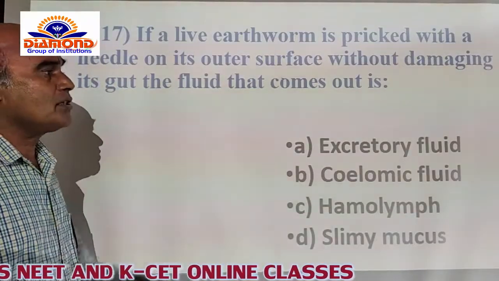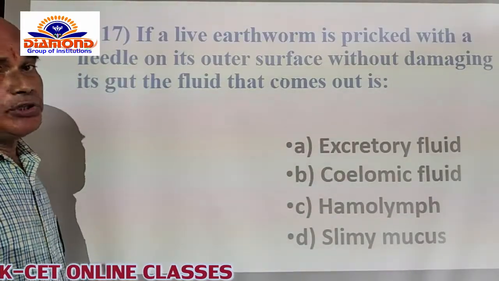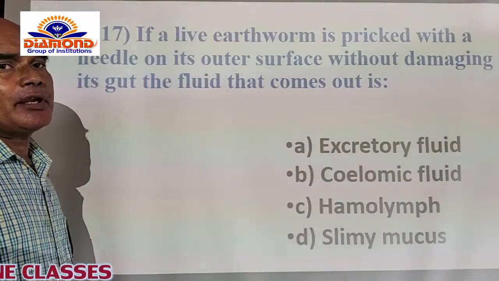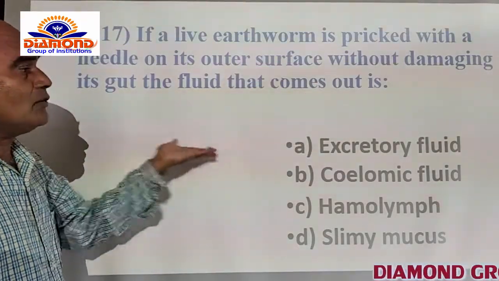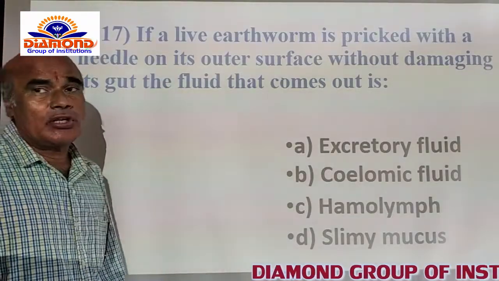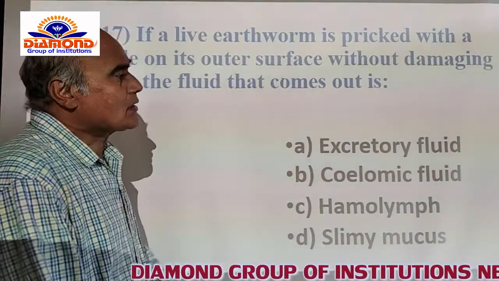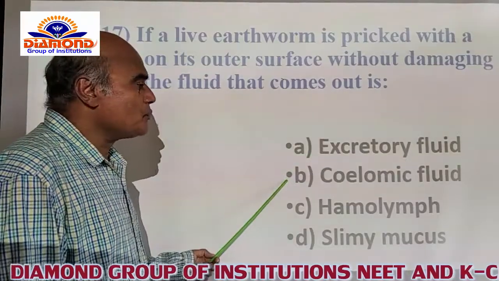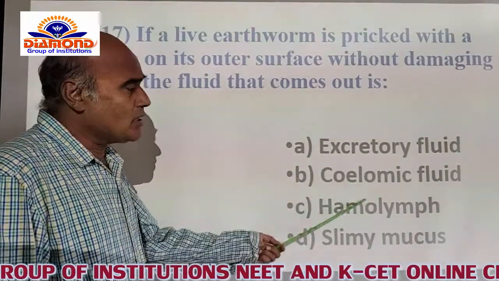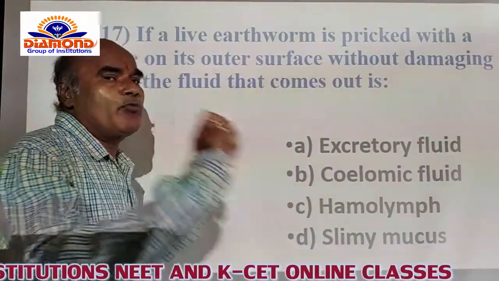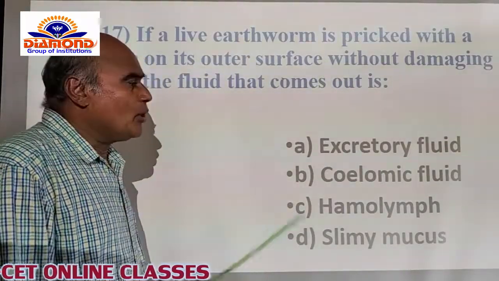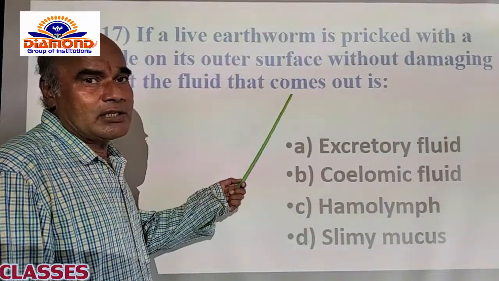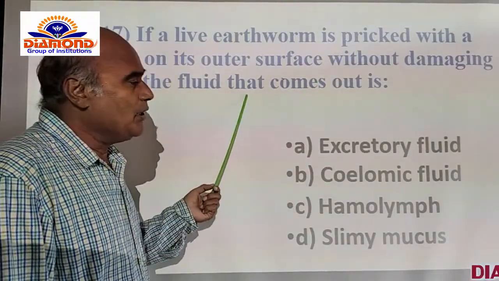The first option is the excretory fluid. The excretory fluid is naturally present in the alimentary canal. So, without damaging the gut itself, the A option is not related to this. That is the excretory fluid. Now the B option is the coelomic fluid. What I said, the coelomic fluid is the only sticky liquid-like substance which comes out from the body of the earthworm when it is pricked with a pin.